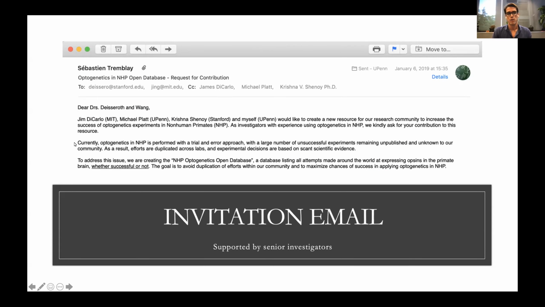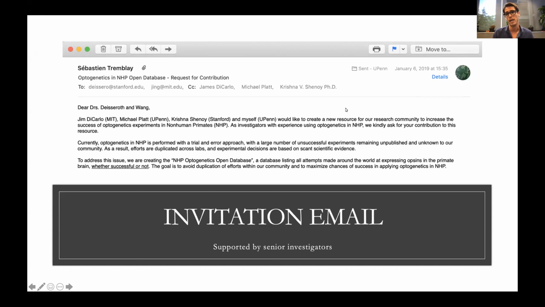I'd just say, currently optogenetics in NHP is performed with a trial-and-error approach, with a large number of unsuccessful experiments remaining unpublished and unknown to our community. As a result, efforts are duplicated across labs, and experimental decisions are based on scant scientific evidence. And I don't want that for my own research program. I don't think anybody wants that for their own.